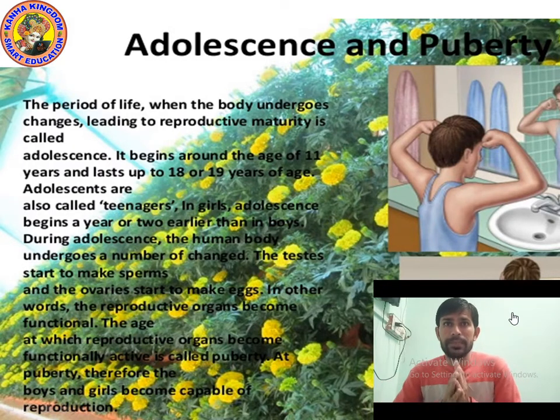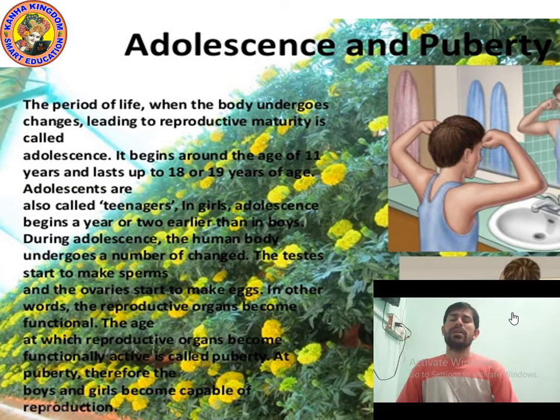In girls, adolescence begins a year or two earlier than in boys. You might have seen that girls' height increases faster than boys', because their body undergoes change one or two years before boys. And the human body undergoes a number of changes.